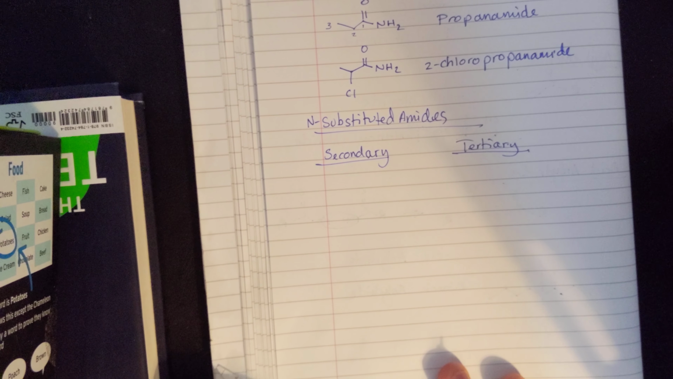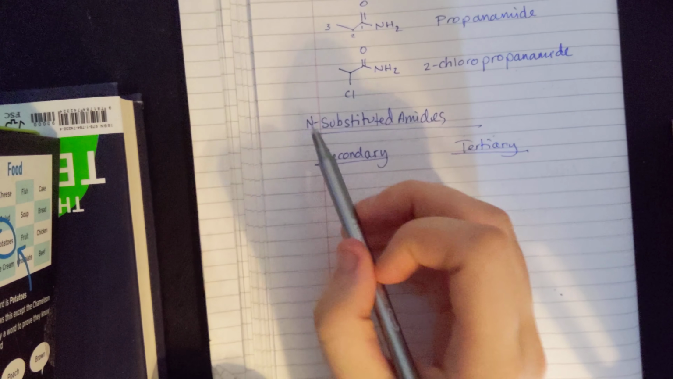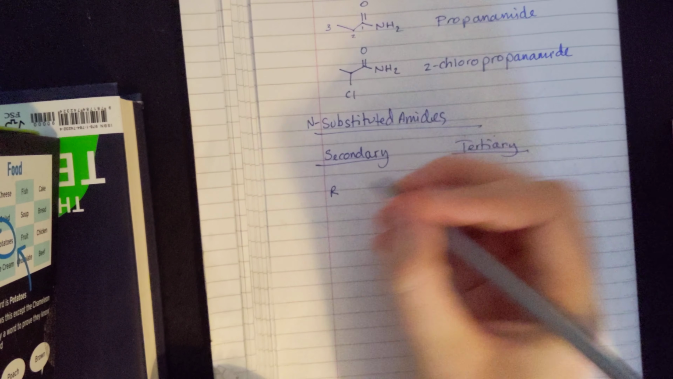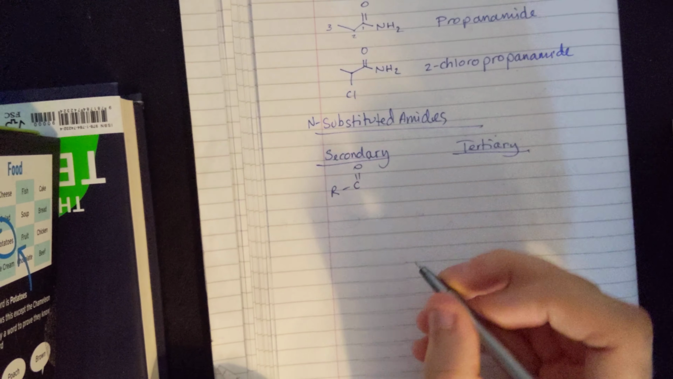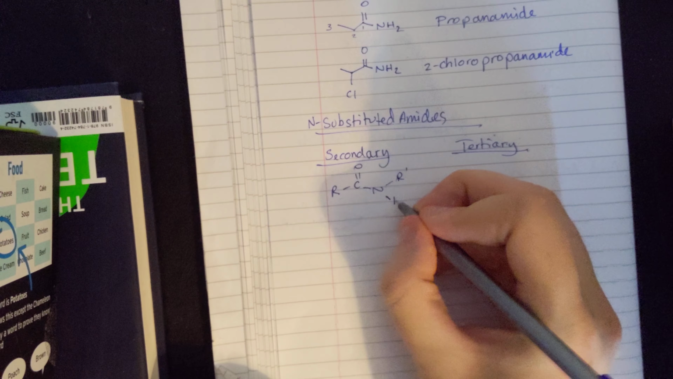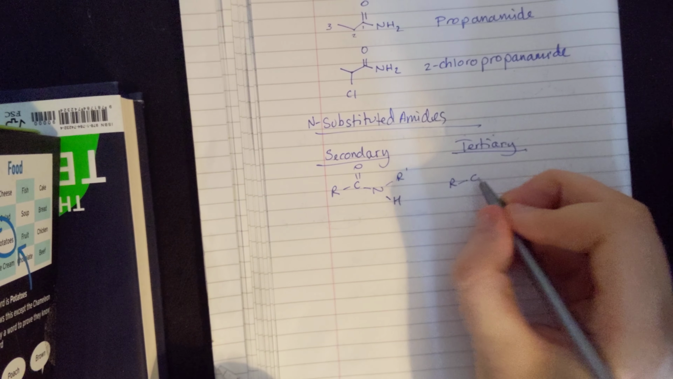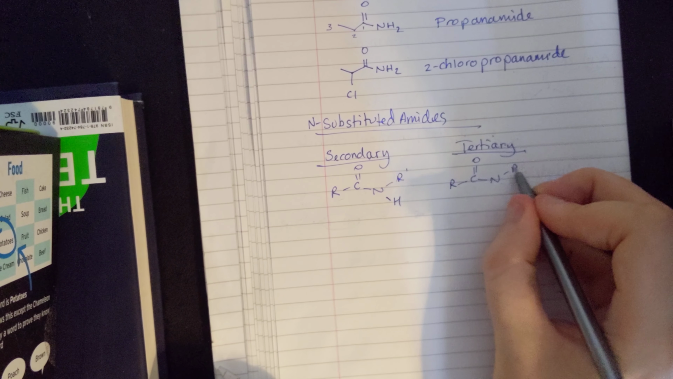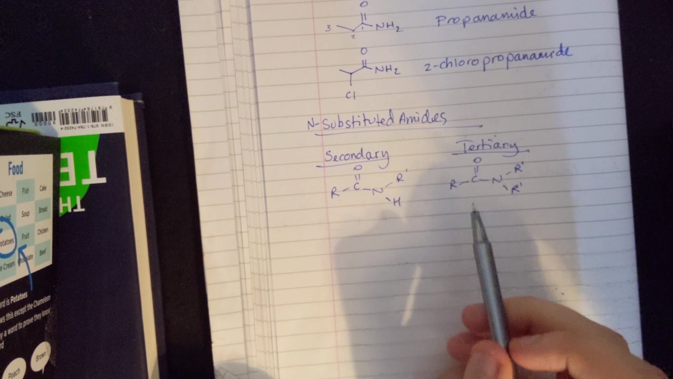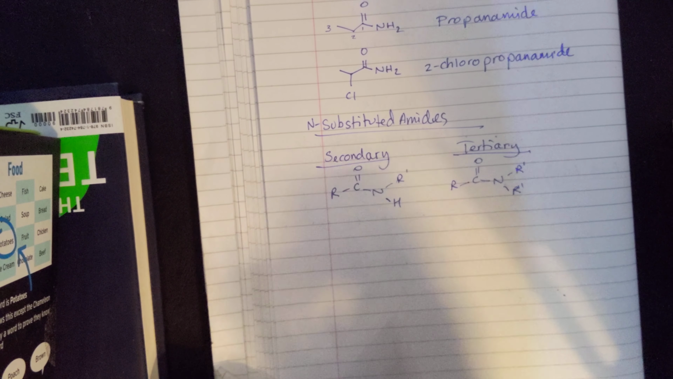Right, so we're then going to look at the N-substituted amides. N-substituted, as in we've substituted the hydrogens for something else on the nitrogen, and this unlocks secondary and tertiary amides. So for a secondary amide, we've still got our carbonyl chain bonded to our nitrogen, and then we've got one R group, so one carbon group, and then one hydrogen. For a tertiary amide, we've got 2 R groups. They can be the same, they can be different, and we've got no hydrogens left on the nitrogen. They've both been substituted for some sort of carbon chain.